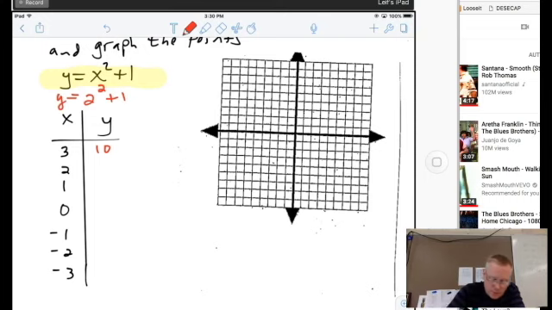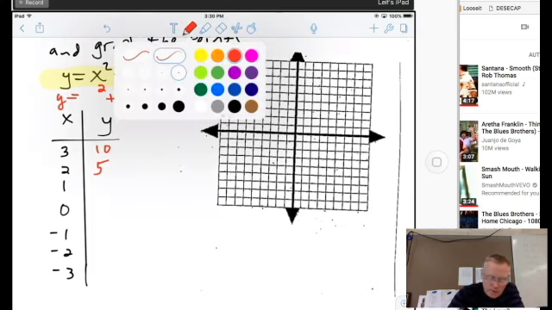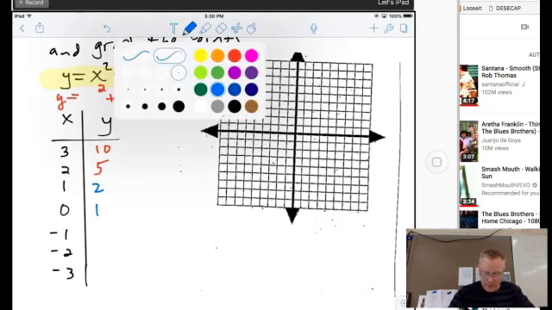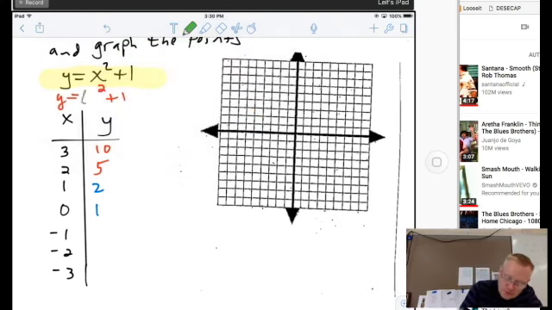2 squared is 4, 4 plus 1 is 5. If I changed it and plugged in a 1, 1 squared is 1, and 1 plus 1 is 2. If I plug in 0, that would be 0 squared plus 1, which is 1. And if I took negative 1, and this is actually a point that's worth making, I make it every year, and sometimes kids eventually get it.